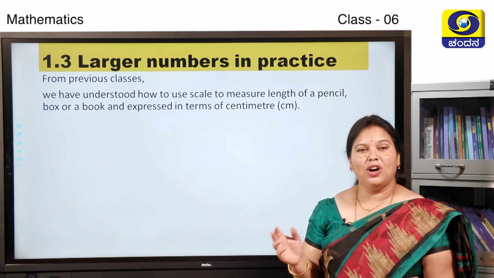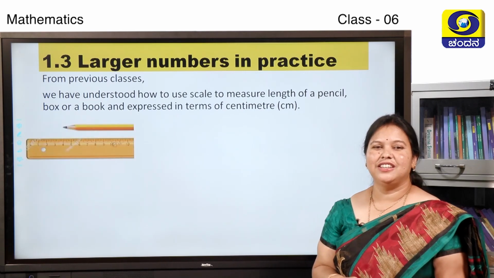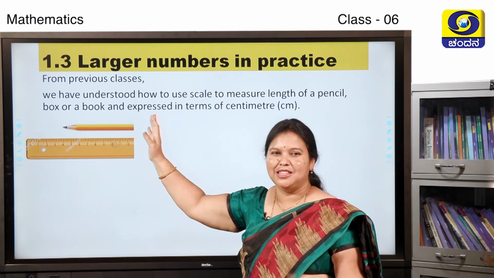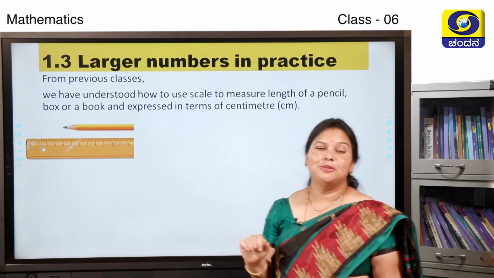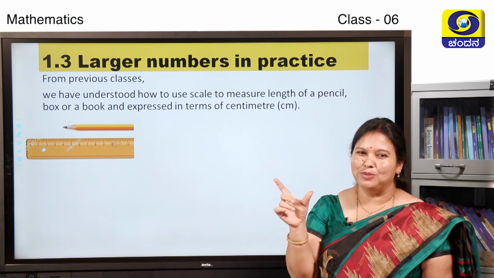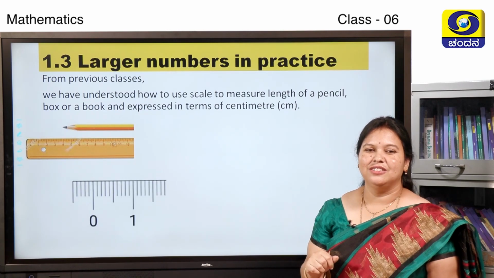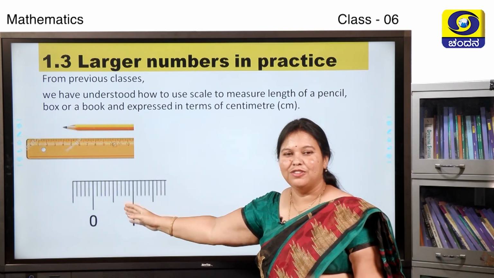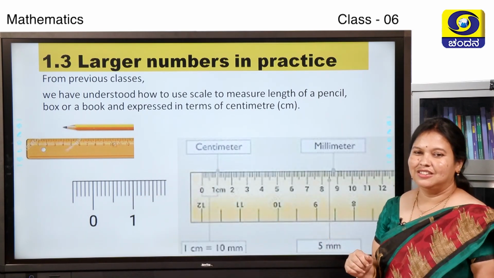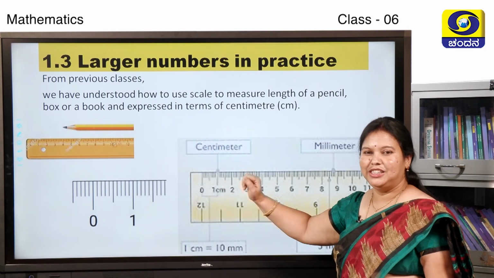Dear children, you all know how to use the scale to measure the length of any object. Here on the screen, you are seeing a scale and a pencil. With the help of the scale, you can easily measure the length of the pencil. Suppose you want to measure the width of the pencil, then centimeter becomes too big, hence we use millimeter. That can be seen on the screen that 1 centimeter consists of 10 millimeters. If you have a scale with you, please verify it. You will find 10 divisions between 0 to 1 centimeter.